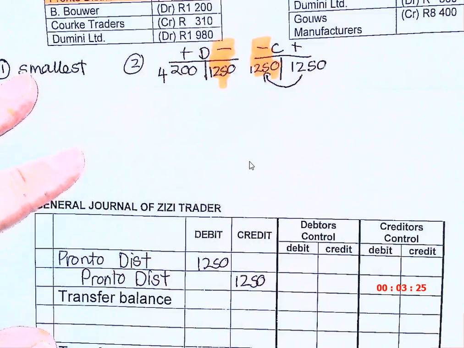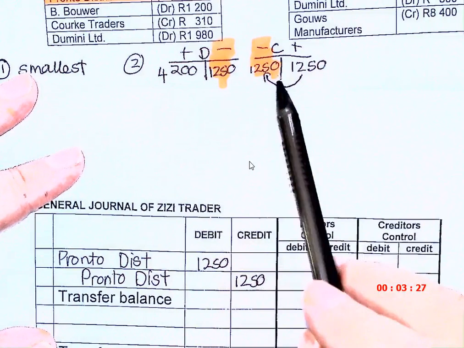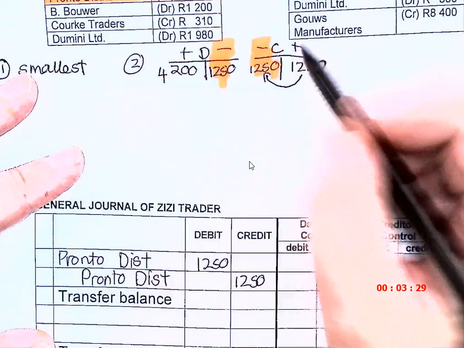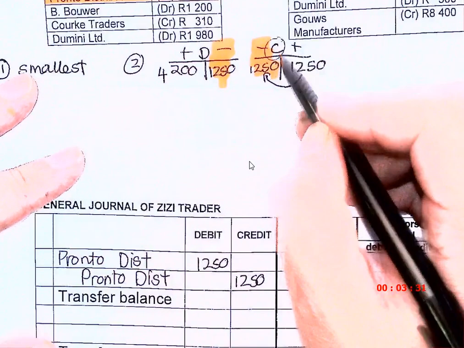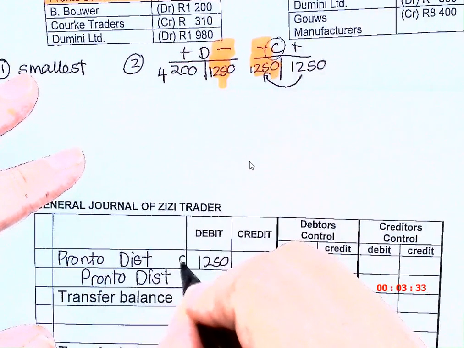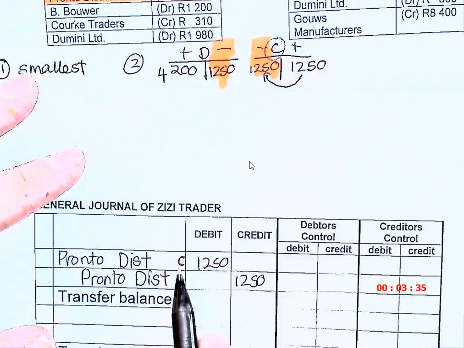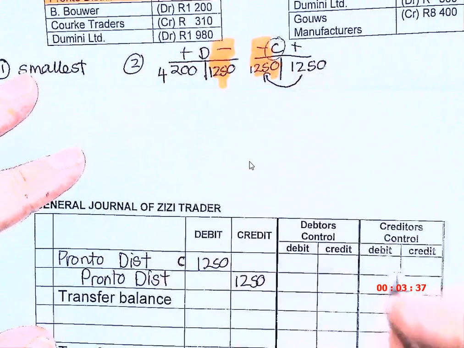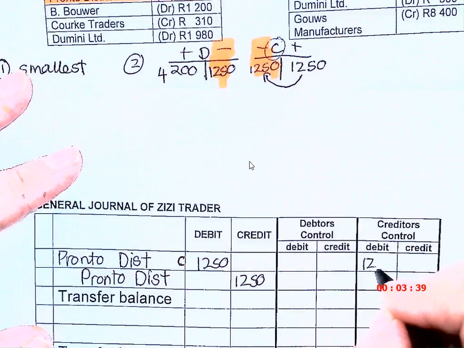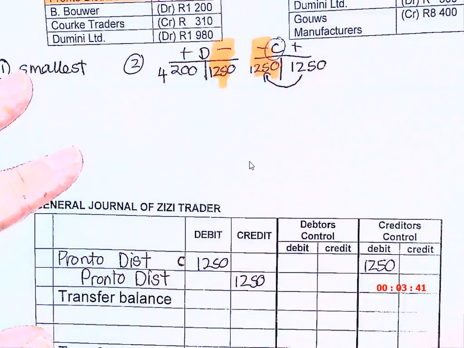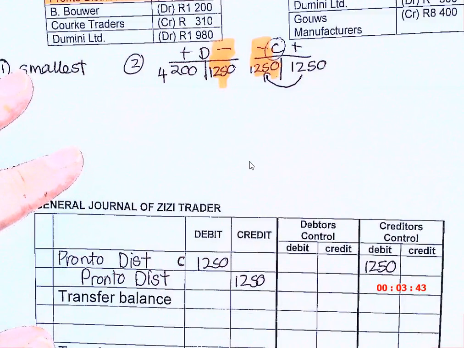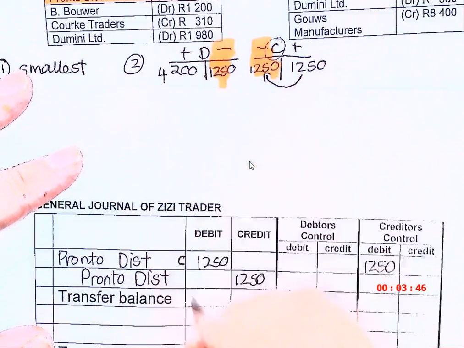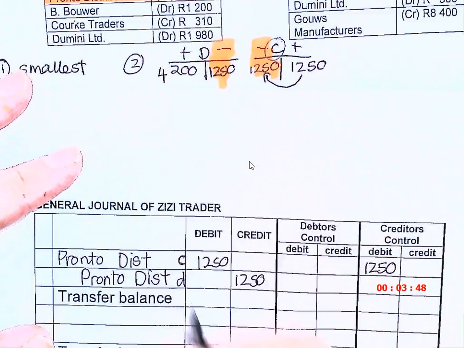But now comes the thing. Can you see it was pronto, the creditor, that was debited? Right? So the credit control will be debited. And it's pronto, the debtor, who's been credited. So, can you see?